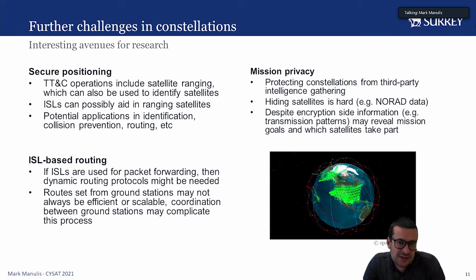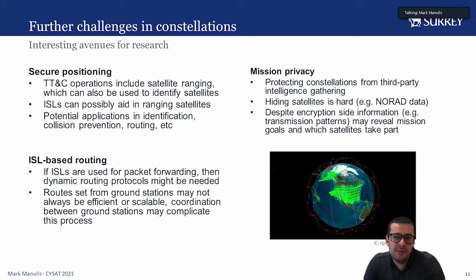If ISLs are used, then packets will probably have to be forwarded through the constellation using ISLs, and this might call for new dynamic routing protocols, because setting routes from ground stations may not always be efficient or scalable. And finally, mission privacy.